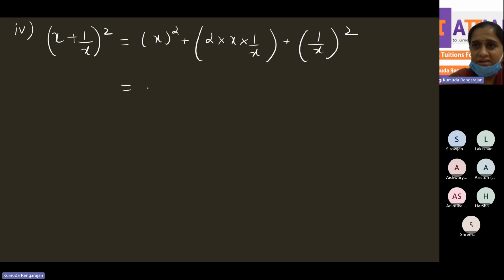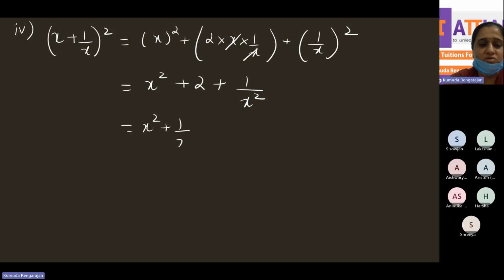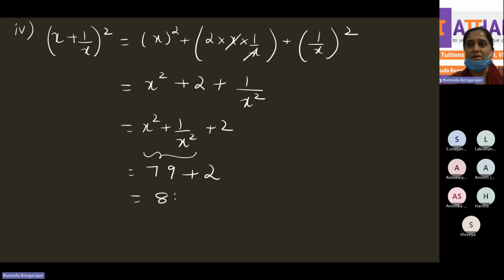Now work the right hand side, simplify. So you get x square, x and x get cancelled, so we have plus 2 plus 1 by x square. Now just rearrange this: x squared plus 1 by x squared plus 2. Now we have the value of x squared plus 1 by x squared in the question. It's 79 plus 2. 79 plus 2 is 81.